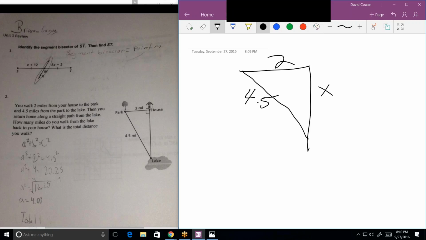You use the Pythagorean Theorem like you did and came up with 4.03, which makes sense. It's always a good idea to make sure the answers make sense. We know the hypotenuse is always the longest side of a right triangle. So if I were to come up with a number greater than 4.5, that means I made a mistake. All right.